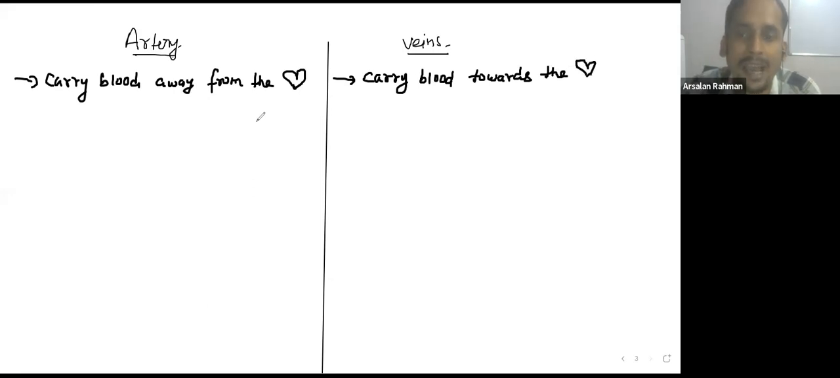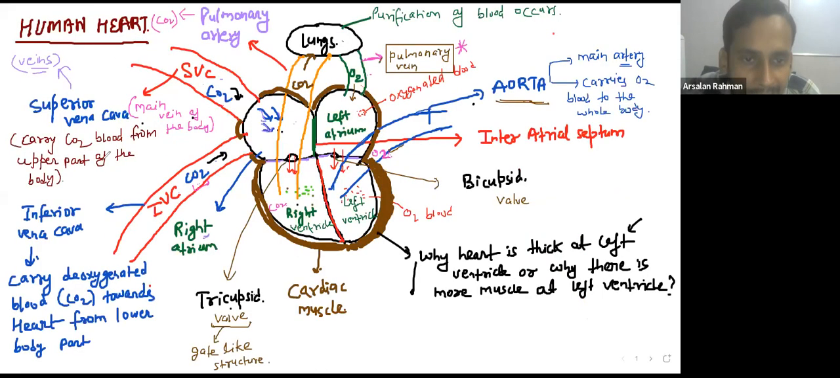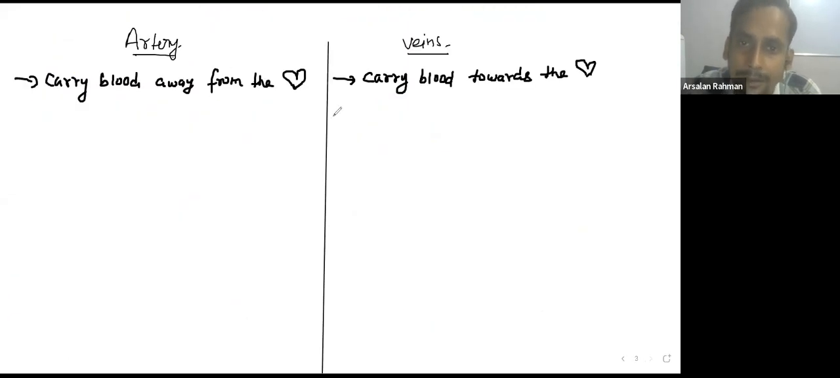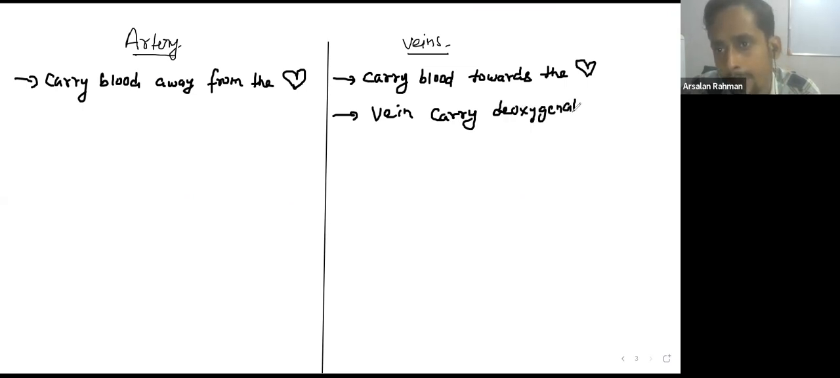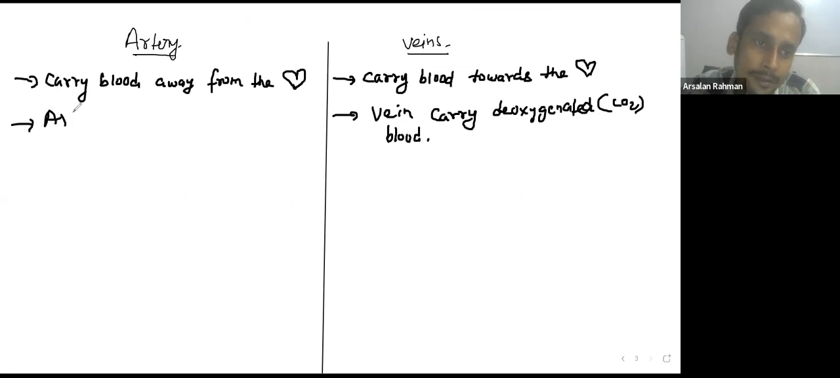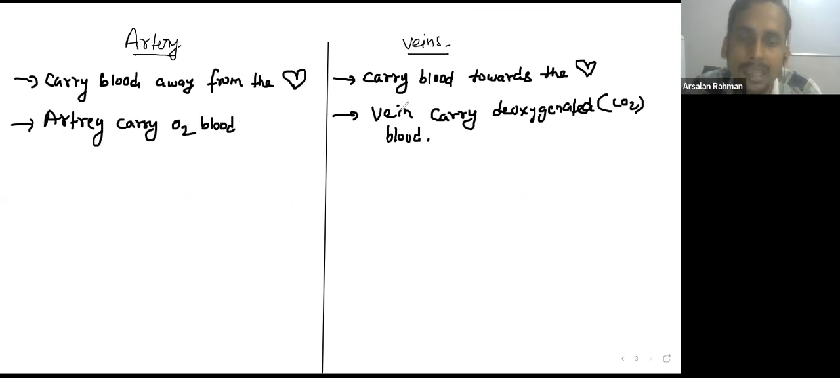What is the second point? Here in the diagram, you can see that vein carries which type of blood? Deoxygenated blood. Okay. So vein carries deoxygenated blood. What is the meaning of deoxygenated? Blood with CO2. Right? Vein carries deoxygenated blood. Okay. So artery carries what? Artery carries oxygenated blood. Okay. But there is an exception.